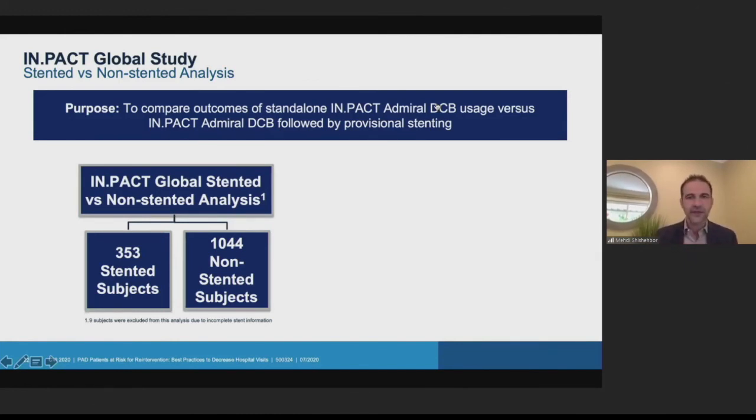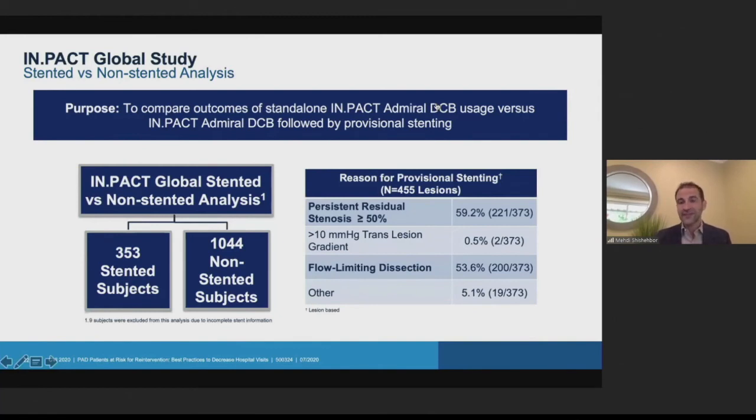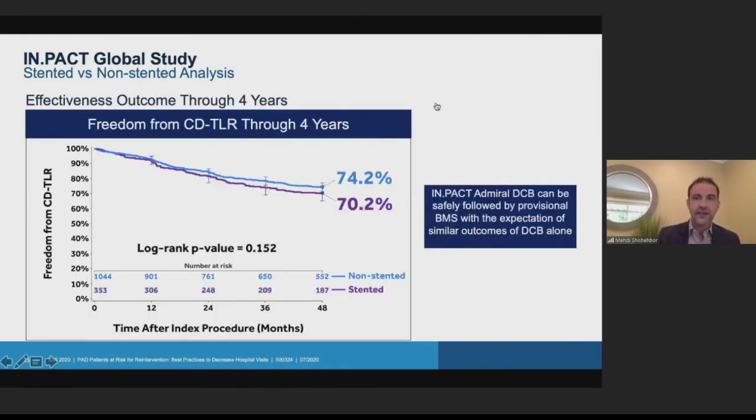So this was an analysis of a stented versus a non-stented cohort of the global registry. So 353 patients that were stented versus 1,000 patients that were non-stented. And look at the data and the reasons for stenting. So the reasons for stenting: persistent residual stenosis of greater than 50%, 59%, and flow limiting dissection, which is kind of what I have here, or a combination of both, was another 53%. And I think my situation was a combination of both of these.